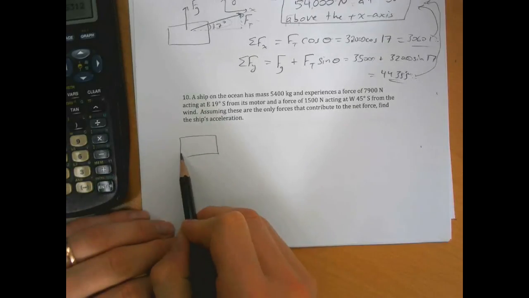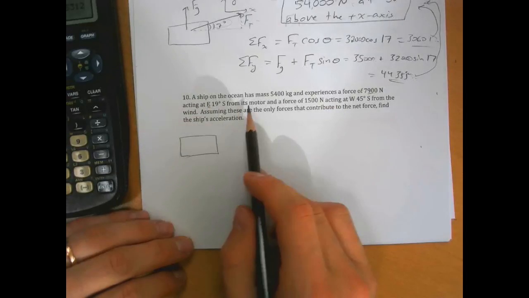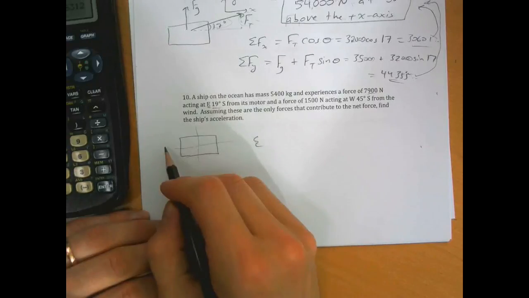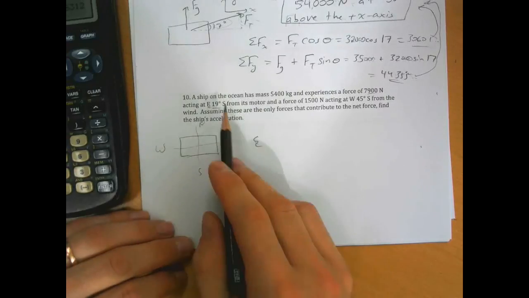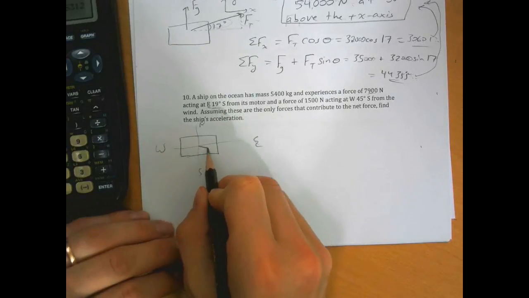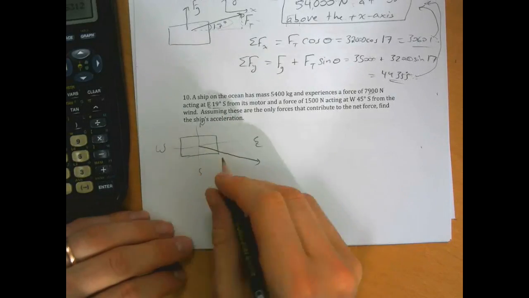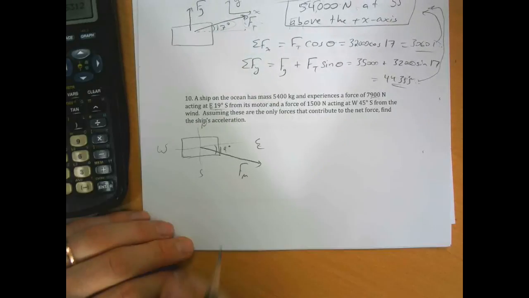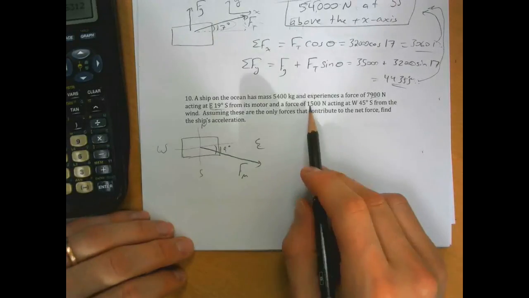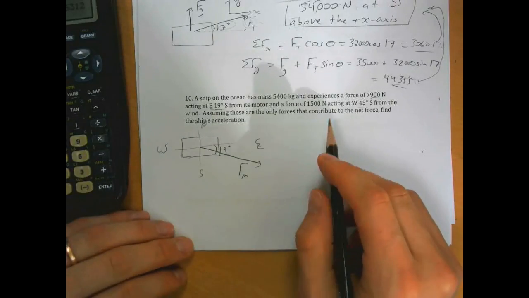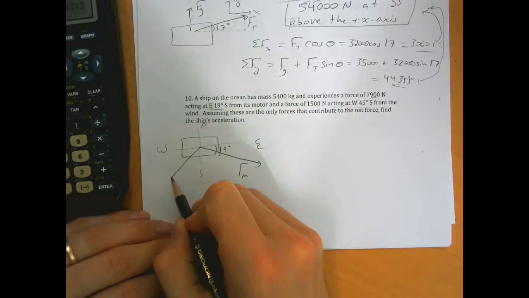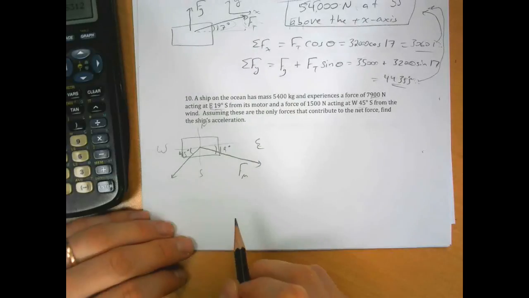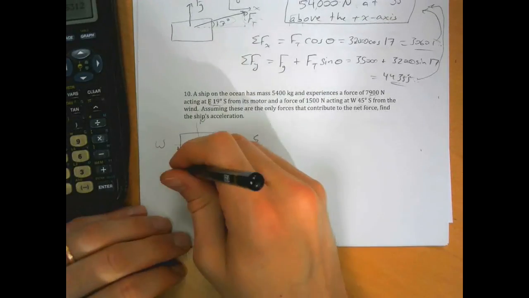Here's my ship. 7,900 newtons east by 19 degrees south. Well, if I make my axes east, west, north, south, east by 19 degrees south is this way. So that's the force from the motor, and that's 19 degrees. And 1,500 newtons west by 45 degrees south, that's over here, 45 degrees. And that is from the wind.